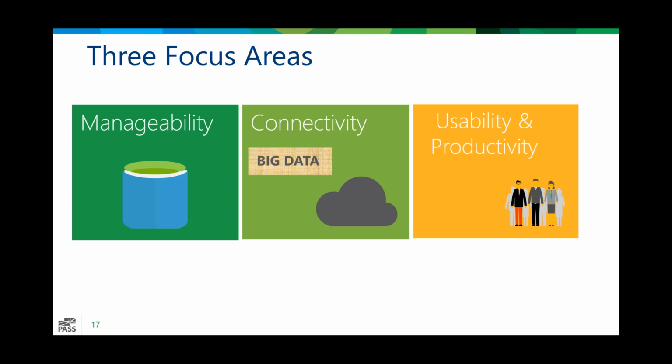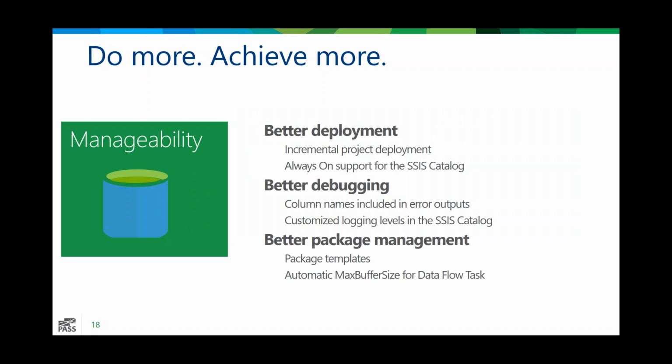So those are the three focus areas, and I've talked about how we decided what to do. Now let's look at some of these areas in a bit more detail. Manageability: we are trying to do better on three sub-areas. One is the deployment side, one is the debugging side, and one is package management. I'm going to go through these one by one, for example, project deployment.